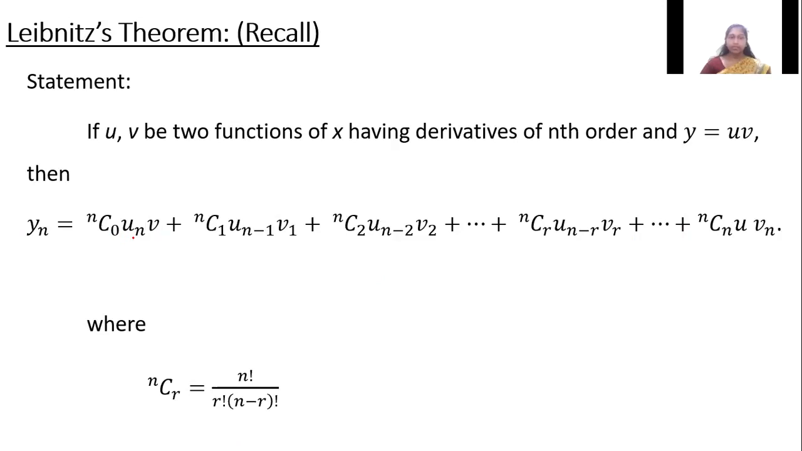And in the terms, the first factor un keeps on decreasing the n value. You can see the suffix over there, n, then n minus 1. It is decreasing till it reaches the function u itself. And v, the second factor, keeps on being differentiated. We keep on differentiating that v, we get v1, v2, etc., till vn.